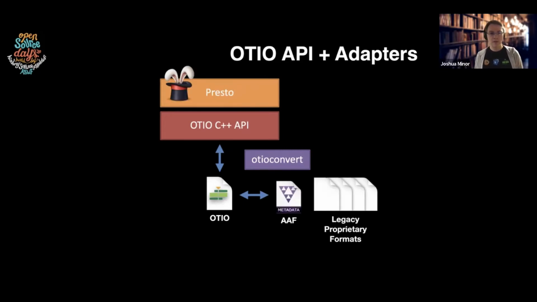So at Pixar, we've actually integrated it exactly in this way. Our in-house animation system called Presto uses the C++ API directly to read and write OTIO, and we use OTIO convert to convert from AAF, for example, and a bunch of other legacy proprietary formats that we've used over the years. So this has been a great way to sort of modernize our pipeline without dropping support for those old things.